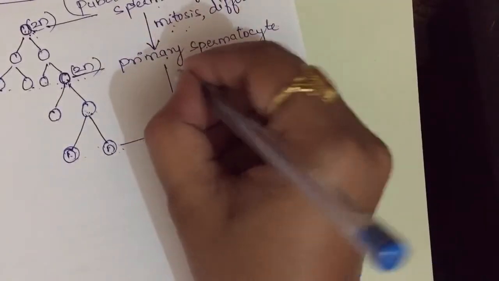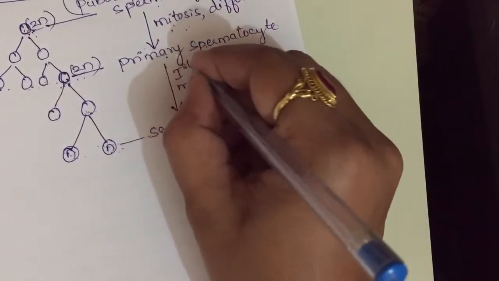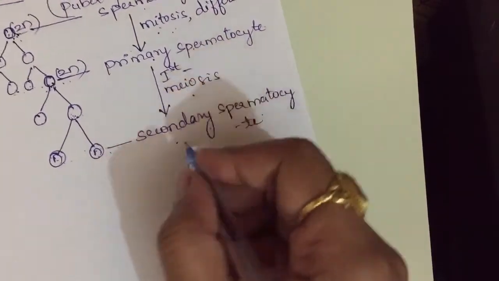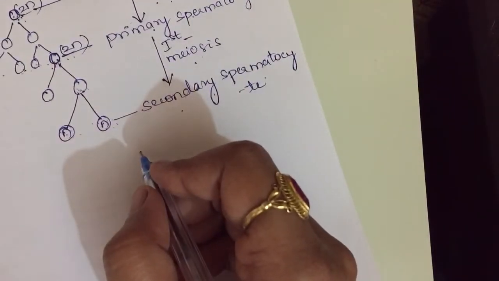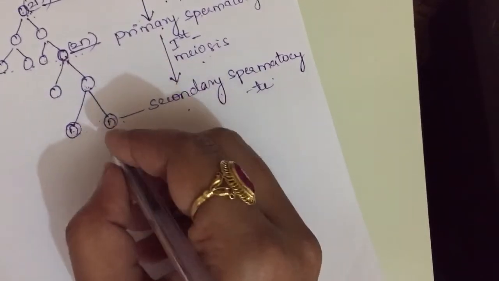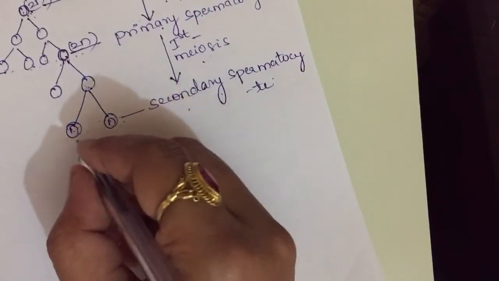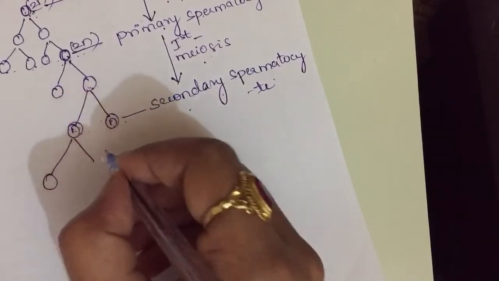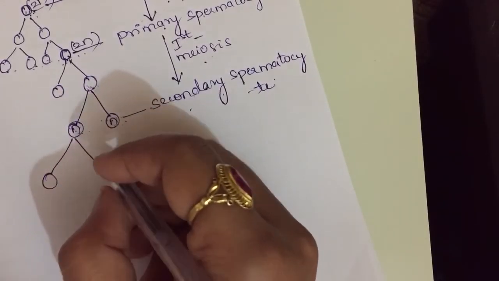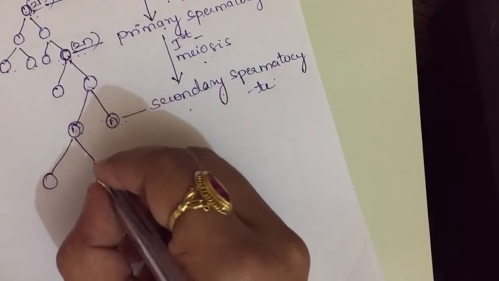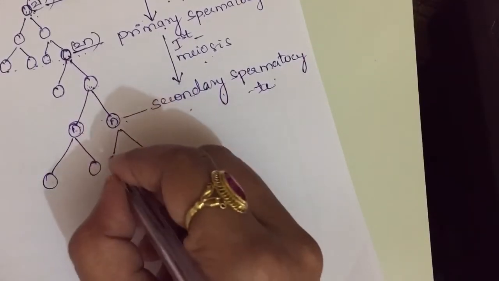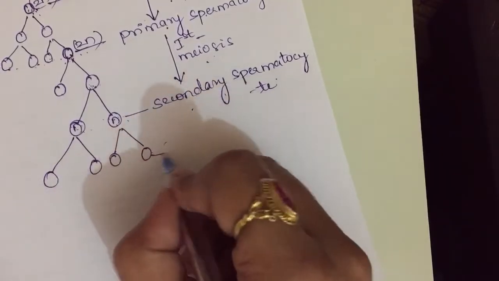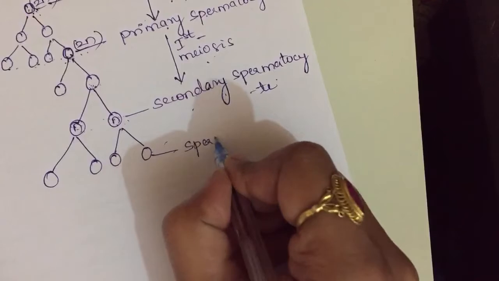This is the first meiotic division. First time meiosis takes place here. Then again, I am taking only both of the cells, something like this, right? Now this we call spermatids.